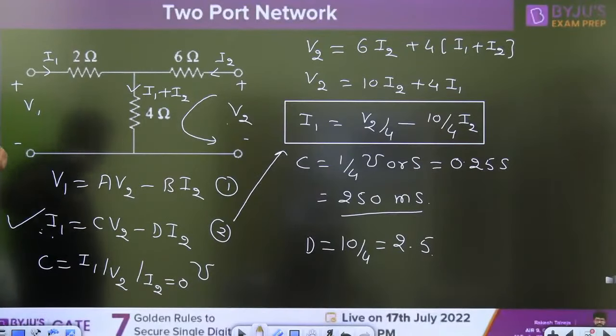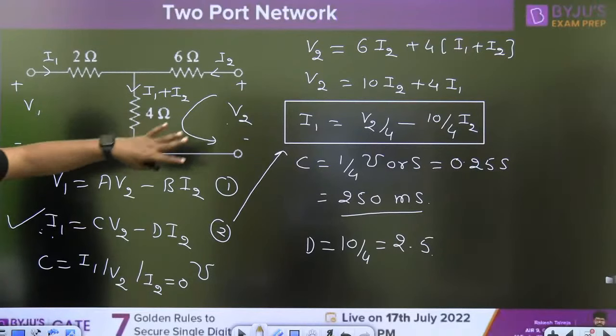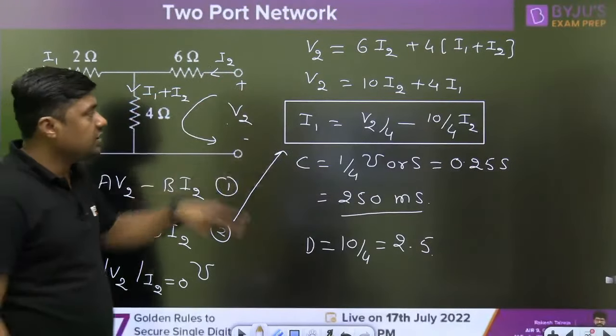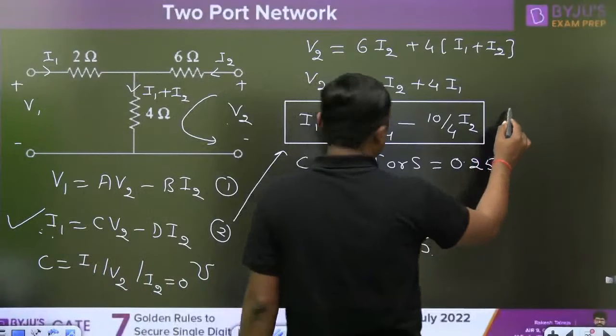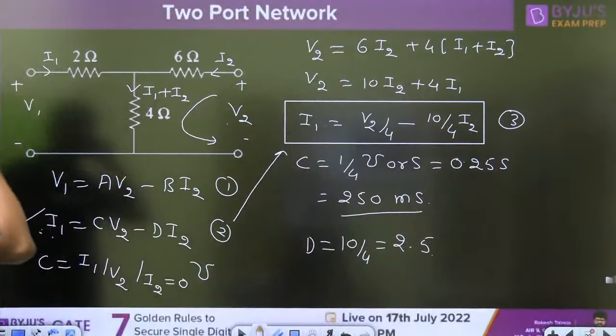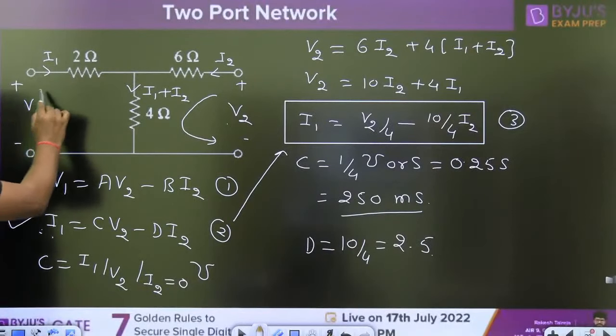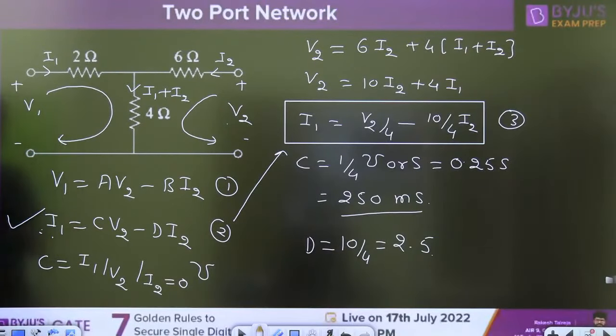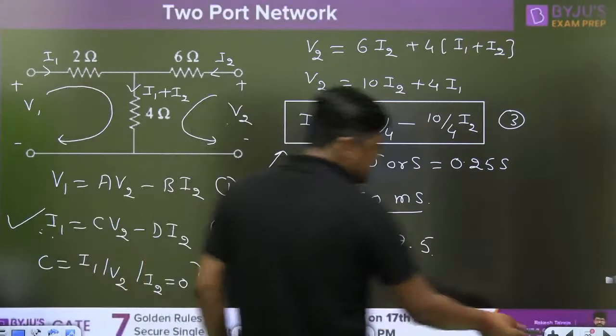But if you want to find the other parameters, then my dear friends, once you are having this equation, always remember this one. This is 1, 2, let this be the 3. Then how to find A and B? Now write down the KVL here. Write down the KVL so that you will get the equation in terms of what? V1. Very easy.